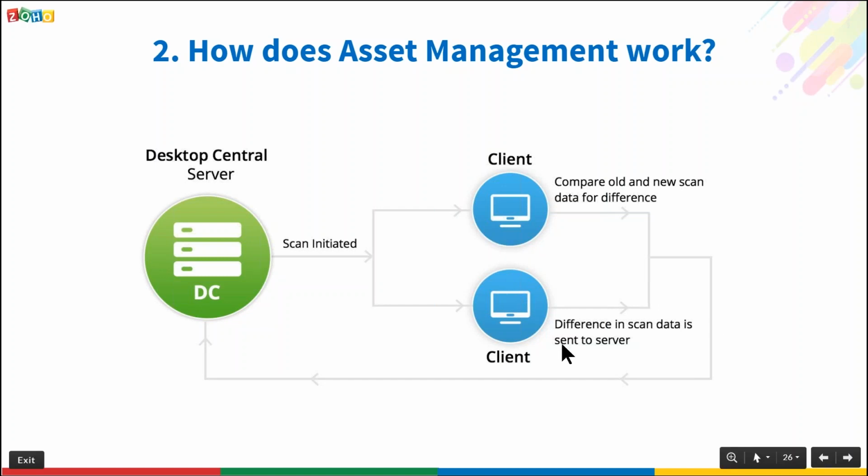So these subsequent scans are called differential scans. The agent has the intelligence to compare the old scan data and new scan data and post the difference to the server. This would also reduce the bandwidth being used by the Desktop Central agent for posting the data.